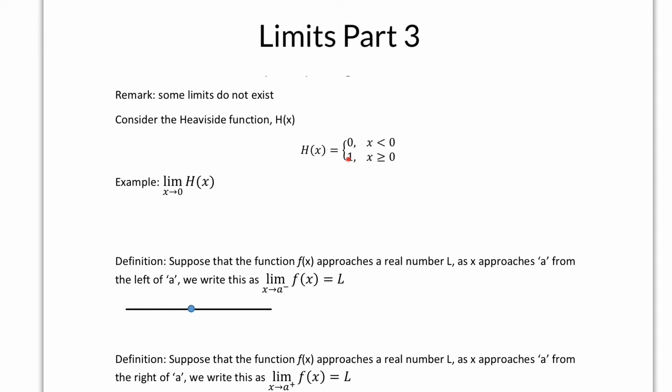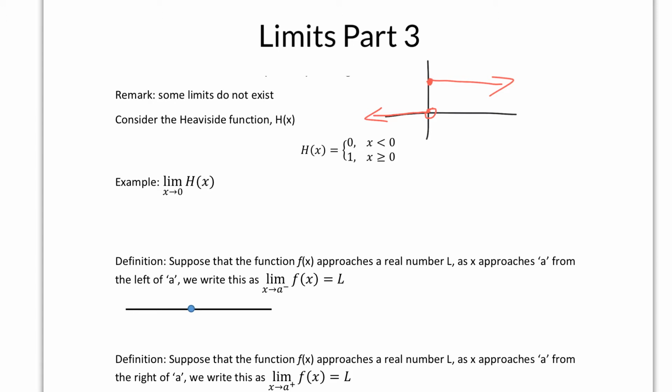Now, this function here we can draw. It's not too challenging to look at. We would have 0 when x is less than 0. So it would be just like this along the axis with a hole right there. And then 1 when x is greater than or equal to 0. Sometimes this is called a step function because it looks like a little step on a staircase. So it's 0 down here and then 1 over here.